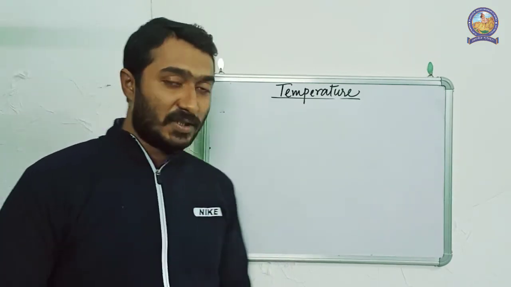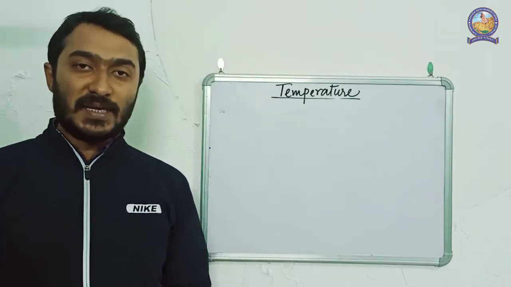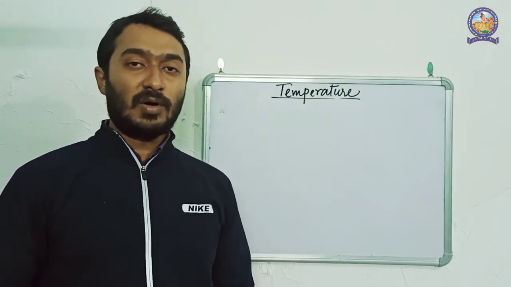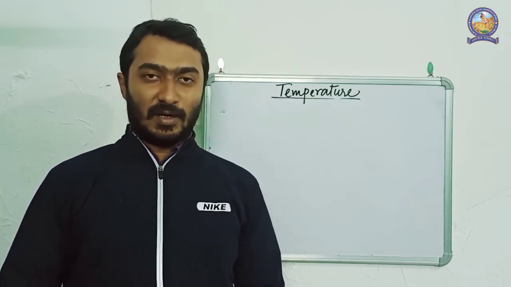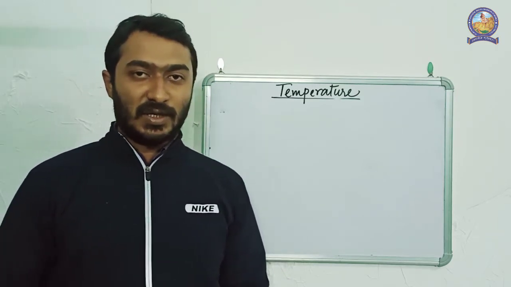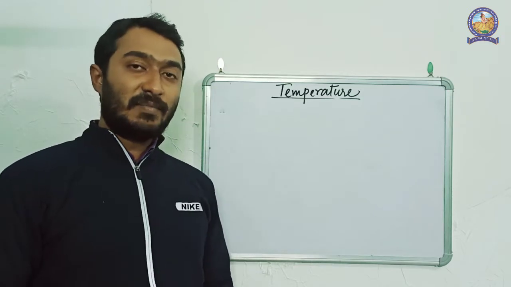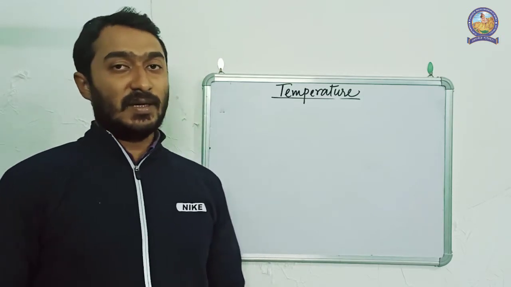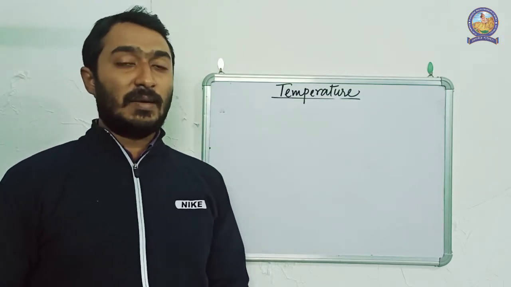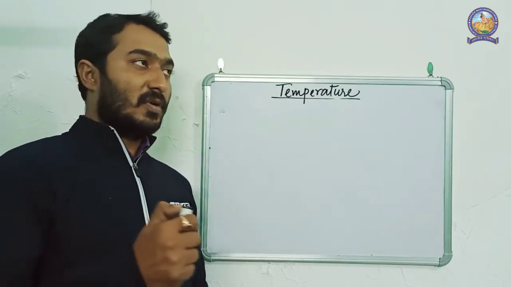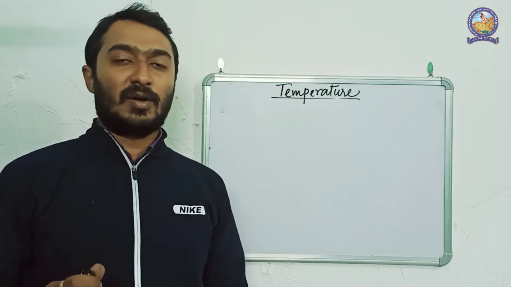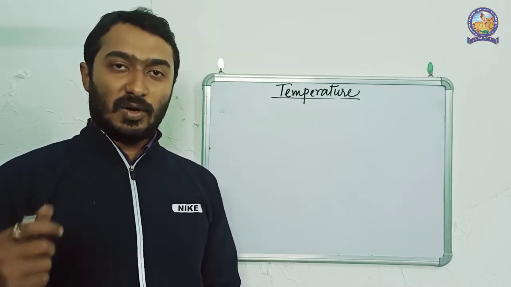So today we are going to learn about temperature and also the last topic of this chapter. So what is temperature? Temperature is the measure of how hot or cold an object is. Nowadays it is winter season and it is too much cold out there, so we can say the temperature is low. But in the summer season we can say the temperature is high. So temperature is the measure of determining whether something is hot or cold.